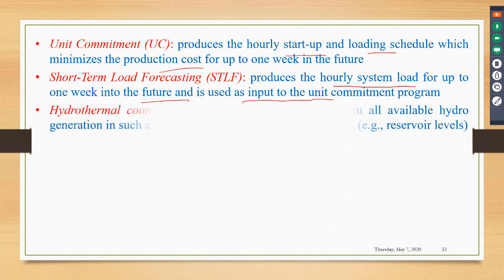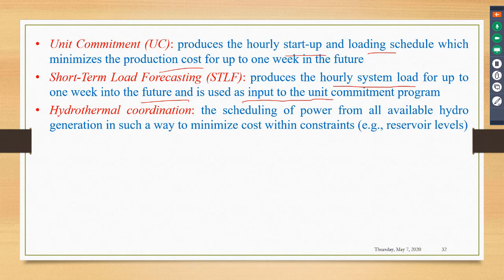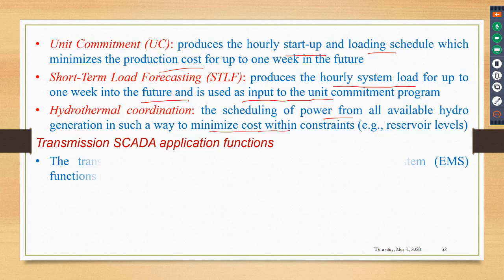the unit commitment program. Then hydrothermal coordination, the scheduling of power from all available hydro generation in such a way as to minimize cost within constraints. So these were all generation automation functions. Now we'll come to the transmission SCADA application functions.